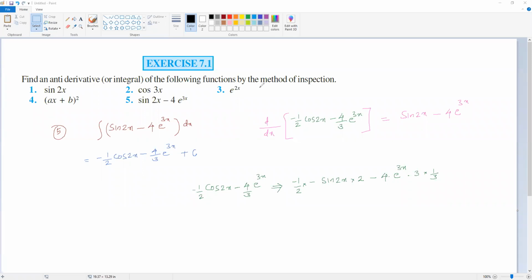Is it clear? So this method we normally don't use because it is not that good a method. If complicated functions come, it is not that easy to find the derivative of which function is the given function. But this is just for you to understand derivative and integral, or indefinite integral and differentiation. They are reverse processes of each other.